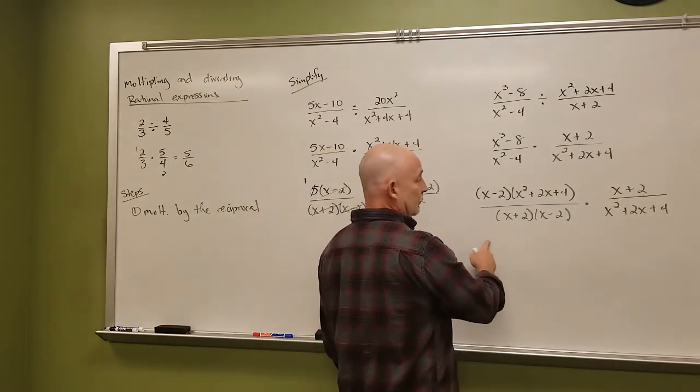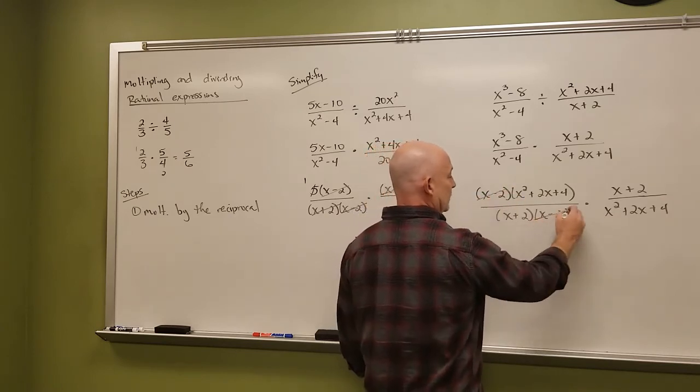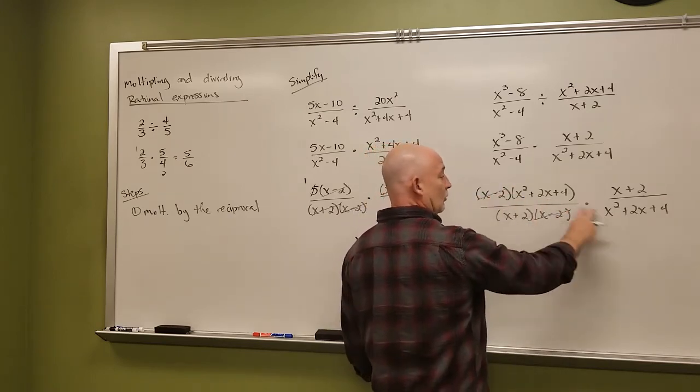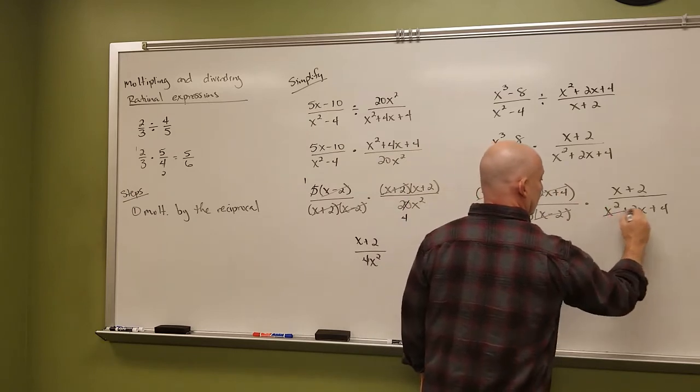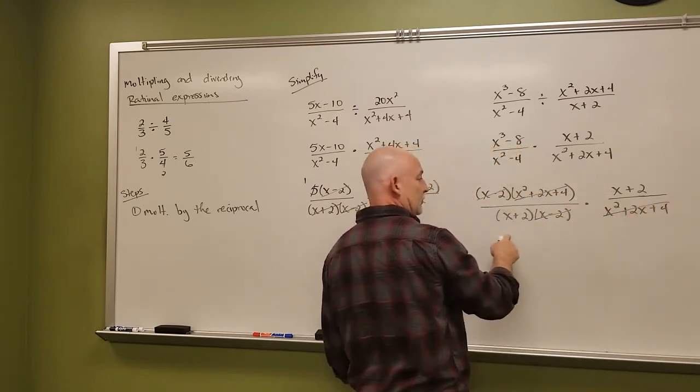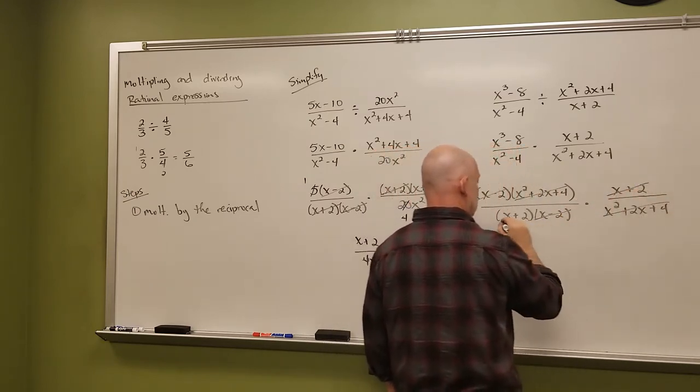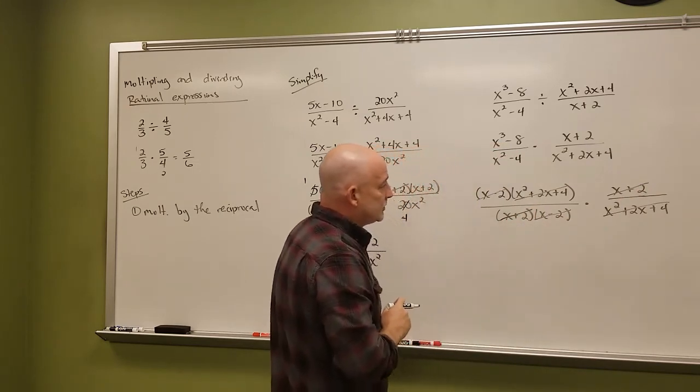All right, so let's see if we can reduce. Here's an x minus 2, can reduce with that. Look here, we got this whole thing here. All that can reduce with all that. X plus 2, and I got another one on the bottom that reduces. All right, so everything canceled.